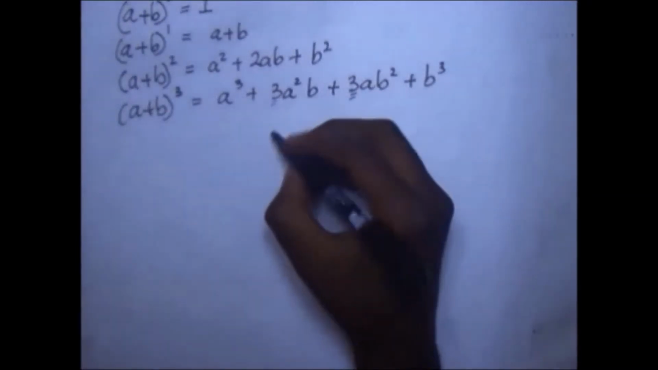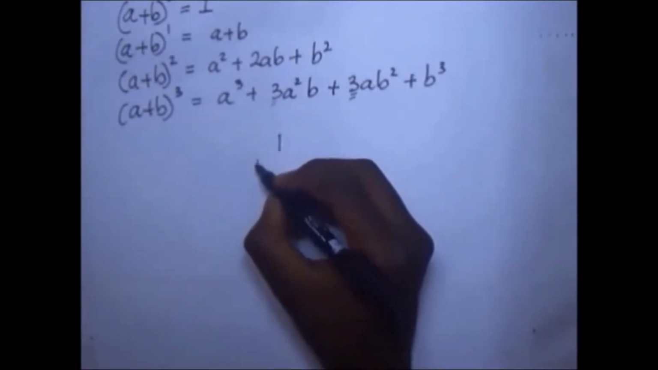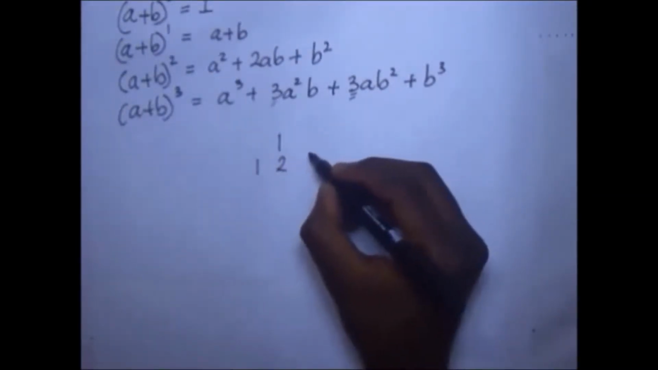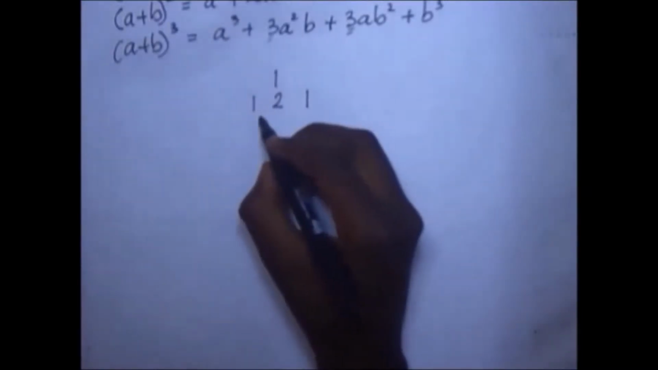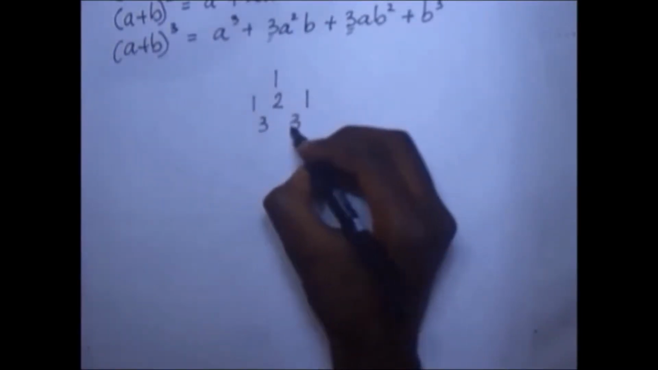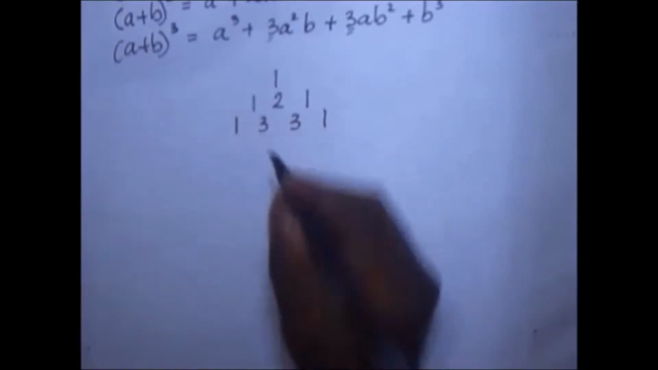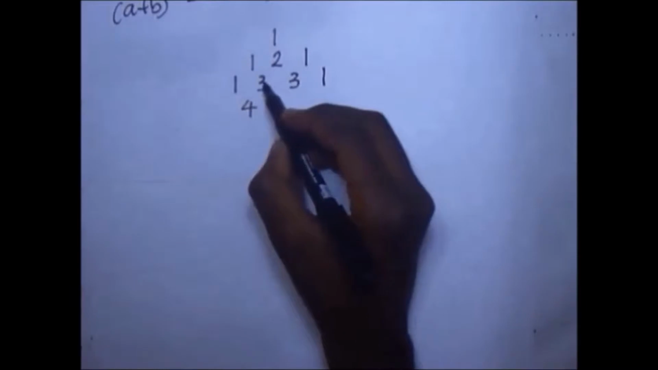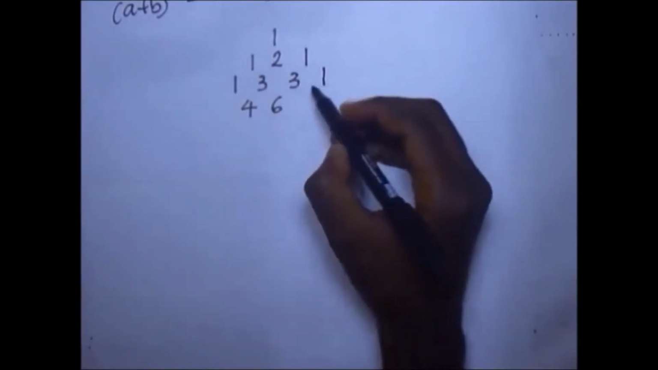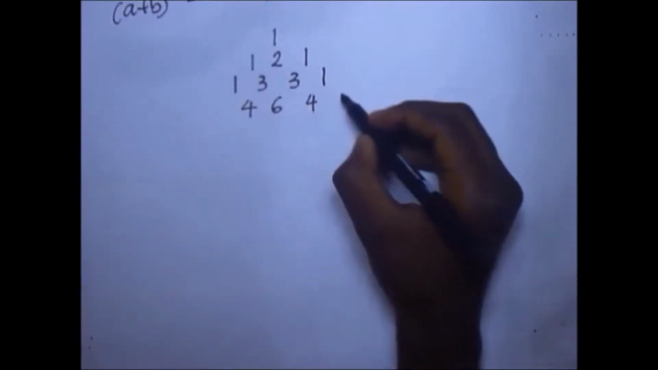So we shall begin. Pascal's triangle goes like this. We have here 1, 1, then 2, 1. 2 plus 1 is 3. Here is 1. We proceed. 3 plus 1 is 4. 3 plus 3 is 6. 3 plus 1 is 4. Then we put here 1.